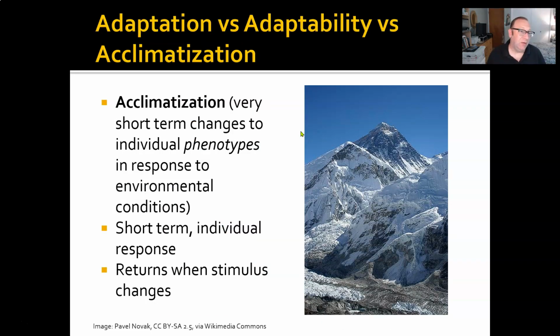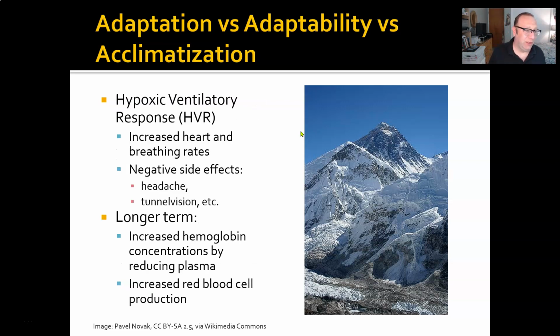Okay, so those are examples of adaptations, but we also have acclimatization responses. These are short-term changes to individual phenotypes in response to environmental conditions. They are short-term, and they only occur to the individual. They aren't passed on to the next generation, except as part of our normal human biological inheritance. And once the stimulus changes, the trait will turn back. The phenotype will turn back.